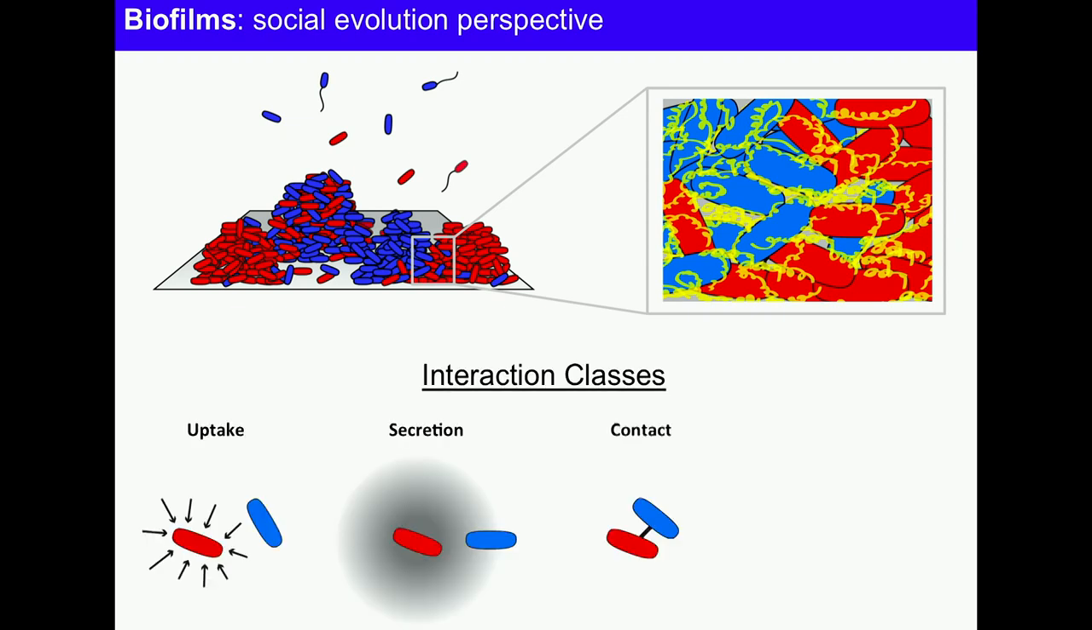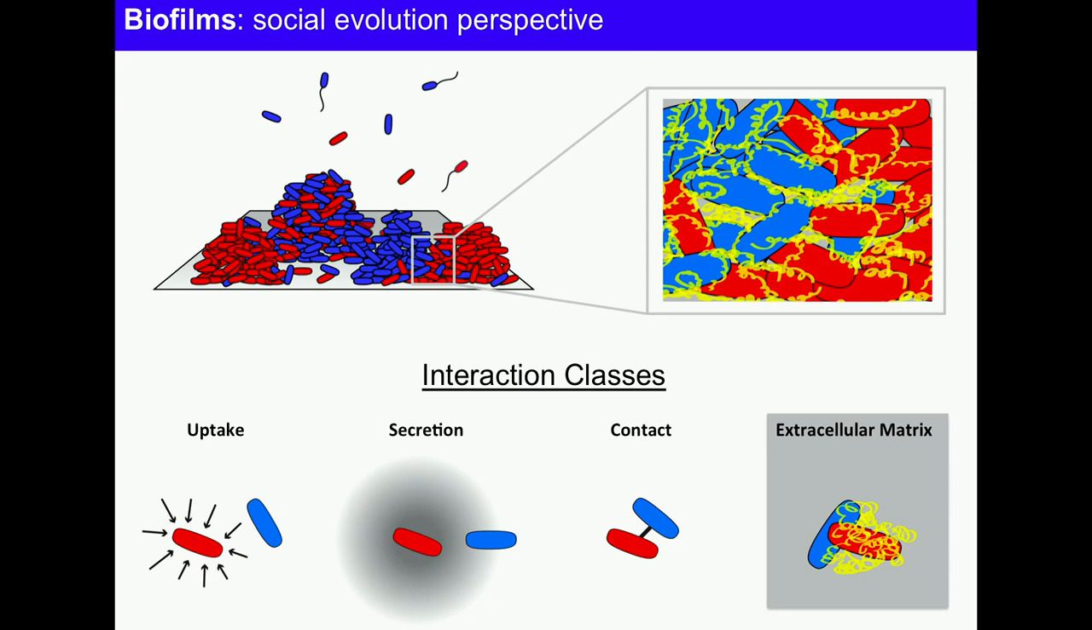I'm not going to go through this in detail because I think the audience is familiar with it from many wonderful talks here about the different kinds of interactive behavior, from consumption of material to secretion of material to direct contact. All of these can be either helpful or harmful to neighbors depending on the details of what we're thinking about. But I want to pay attention in particular to the matrix material itself.